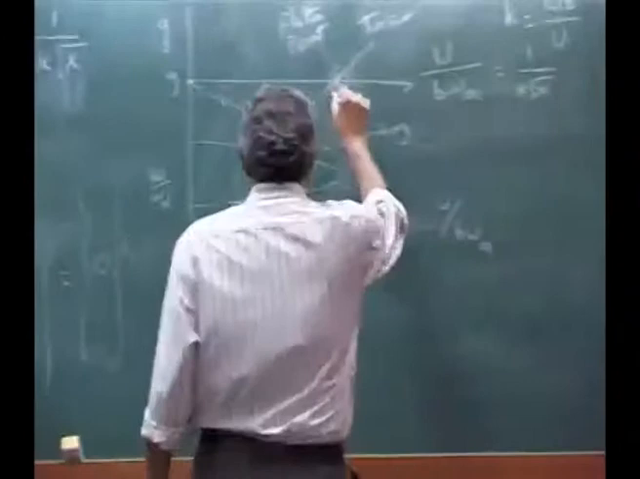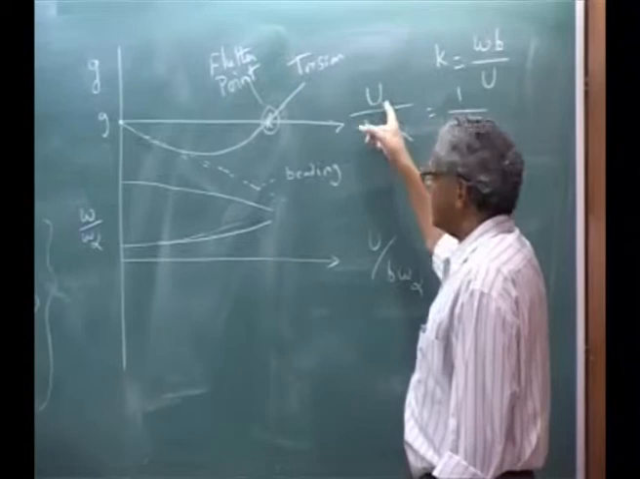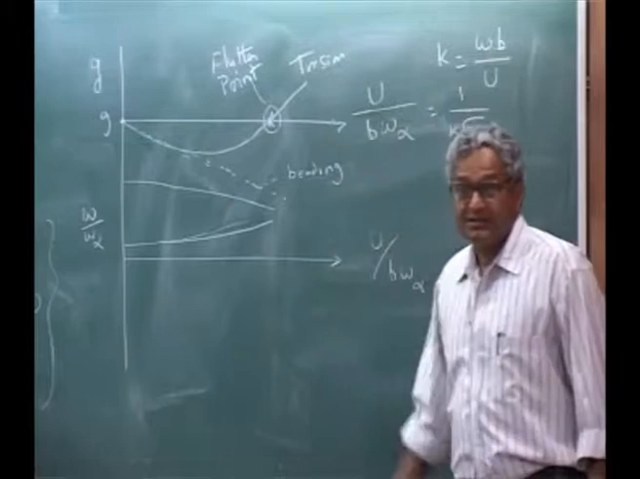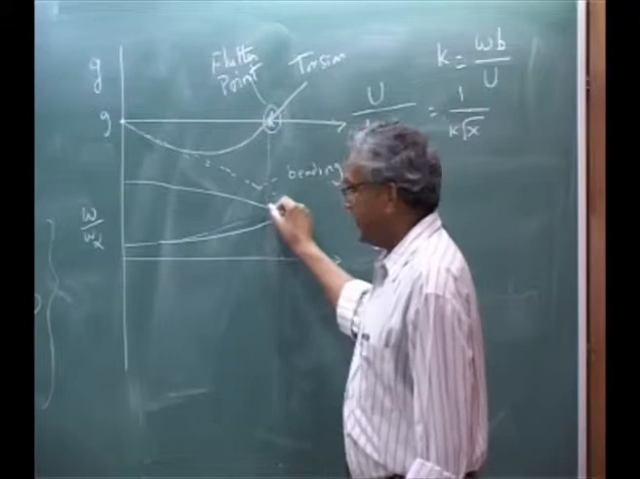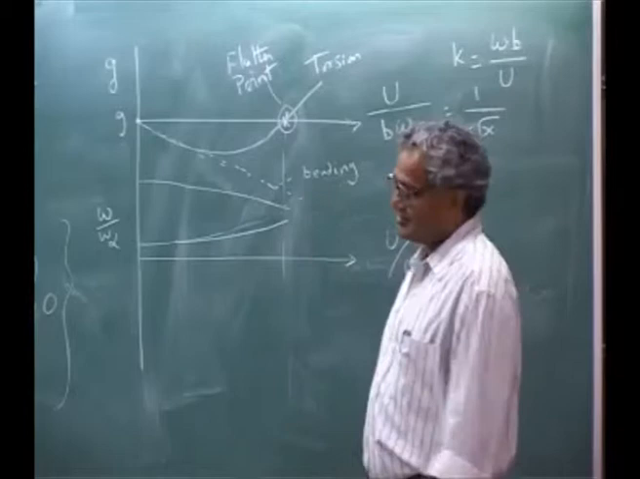Now, this is your flutter, and once you know this value, this crossing point, you will immediately know u alpha b omega, that is uf. So, this value you know, you can plot the flutter speed. So, flutter speed you will know, and that is the flutter frequency, okay, whichever that which you get there.